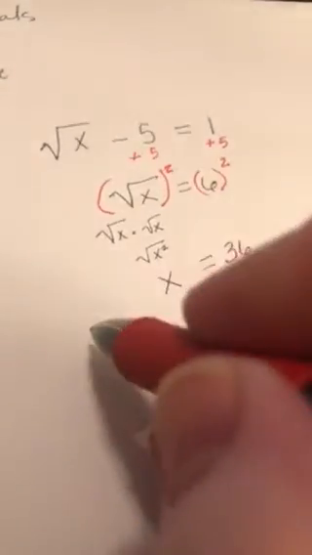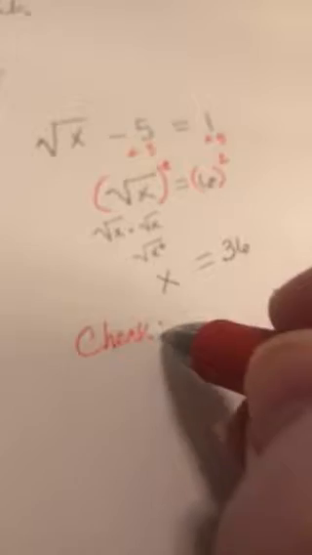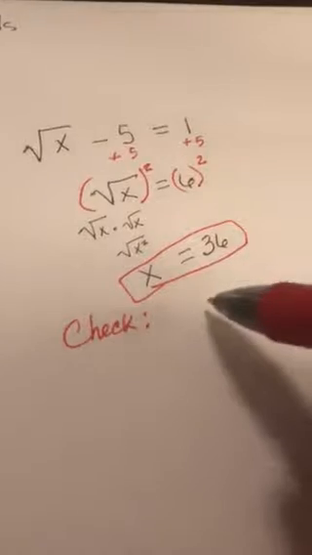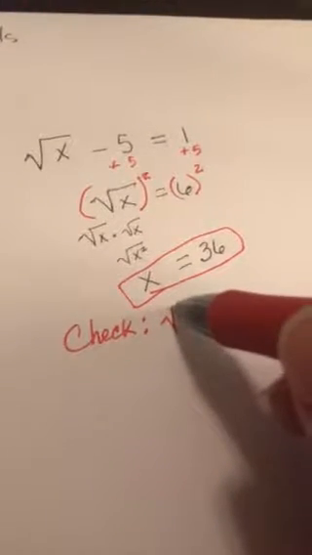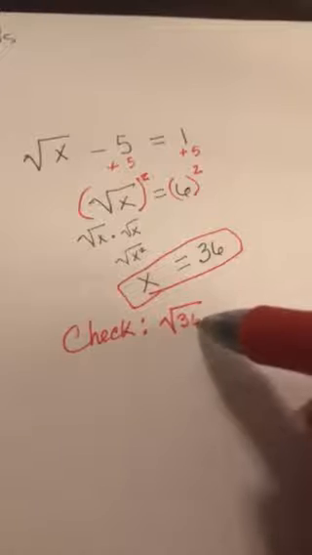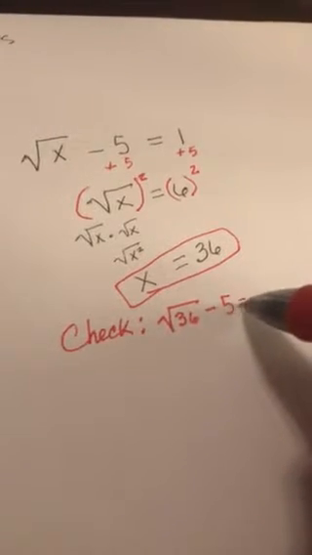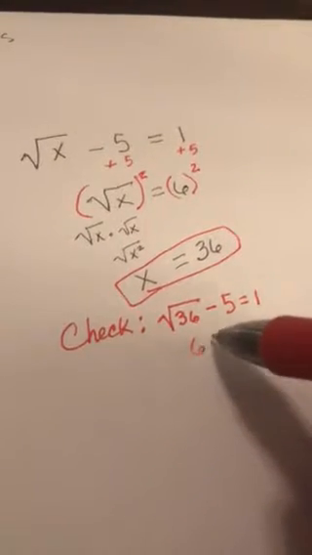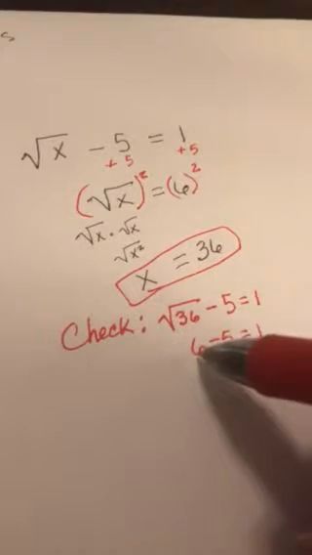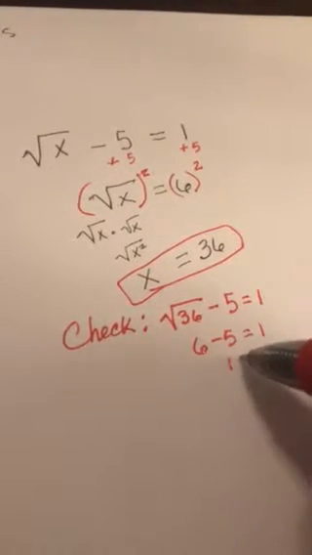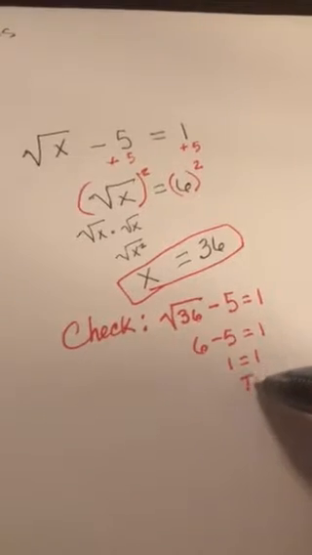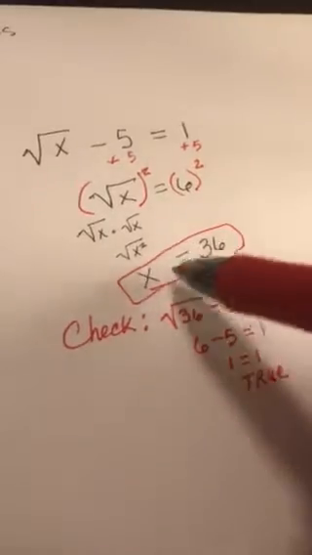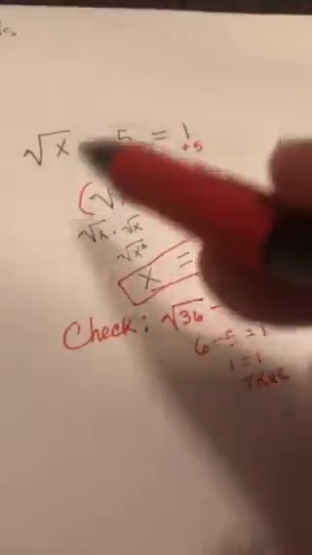Now, we talked about checking your answer, because this is the answer we want to put in the blank. But we do need to check our answer. We need to go back to the original problem, and anywhere we see an x, we want to go ahead and put that number in that we discovered. So the square root of 36 is 6, and it is a true statement that 6 minus 5 equals 1, and 1 is truly equal to 1. That is true. So when we checked our answer, we found out that it is accurate. When x is 36, this works.